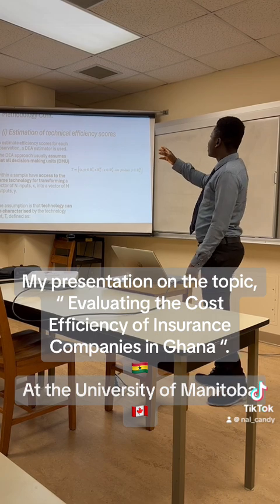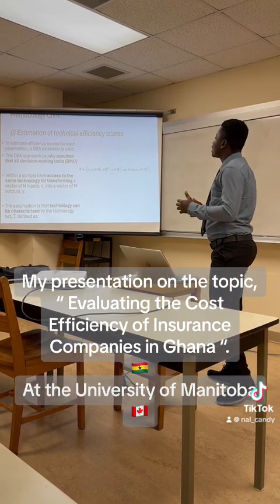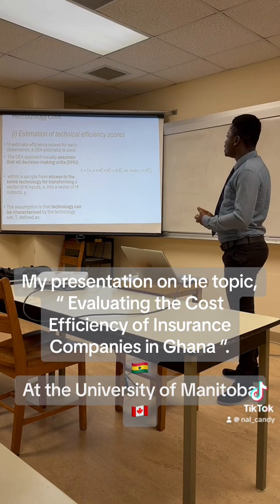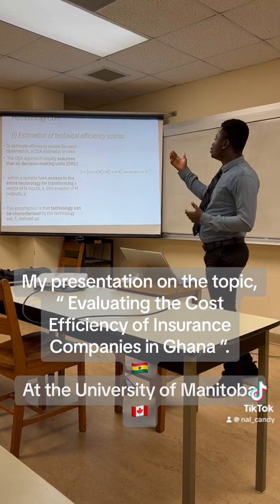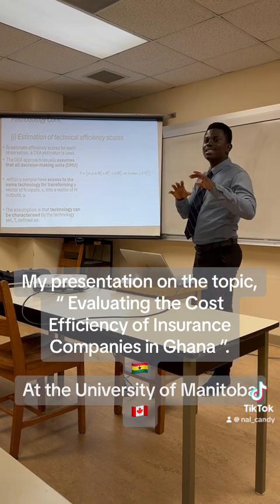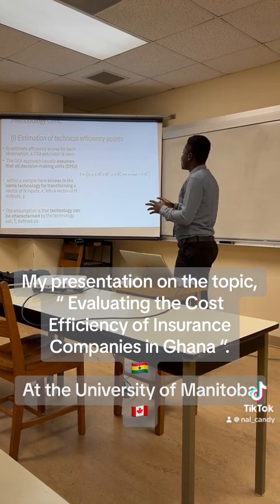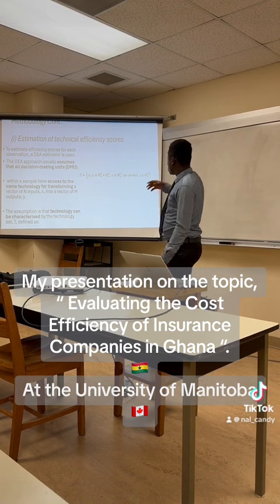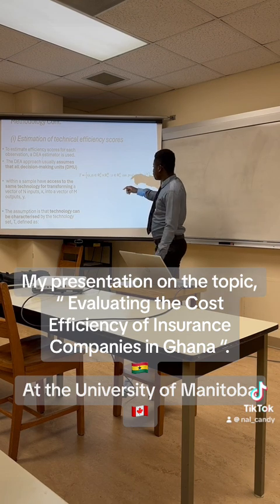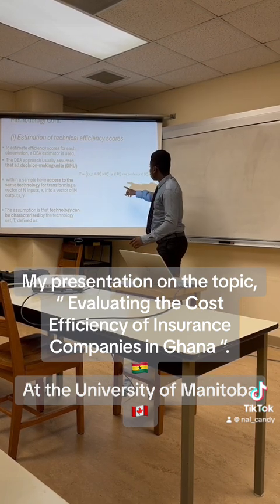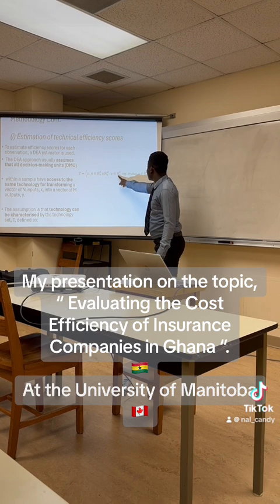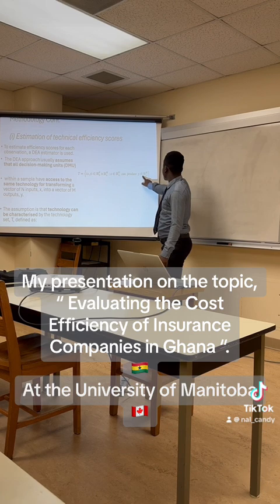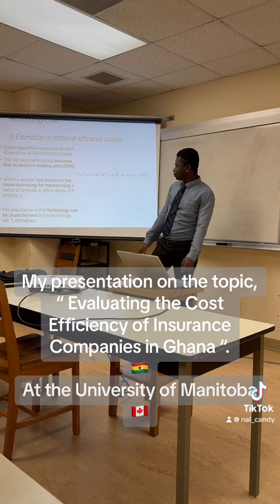The estimation of technical efficiency score focuses on estimating efficiency scores for each observation of the DEA. It is assumed that the decision-making units within the same sample have access to the same technology, which helps in transforming the vector of n inputs x into the vector of m outputs y. So when they all have the same technology, transforming the n vector x can help us produce the m vector y of output.